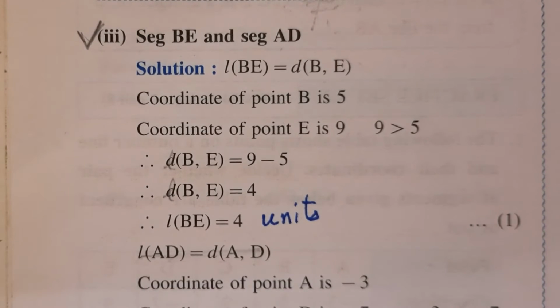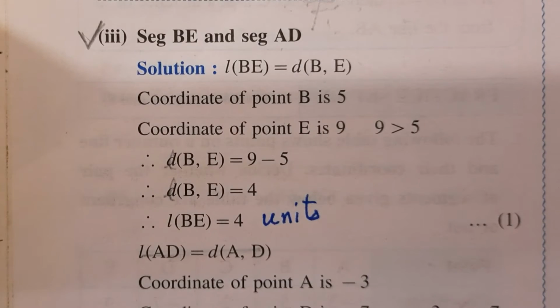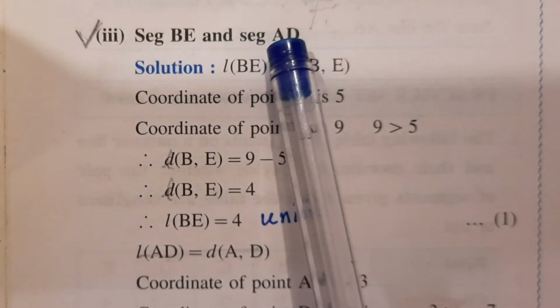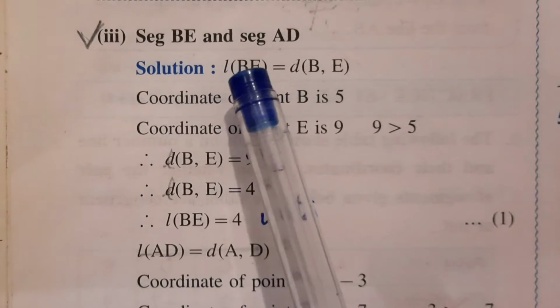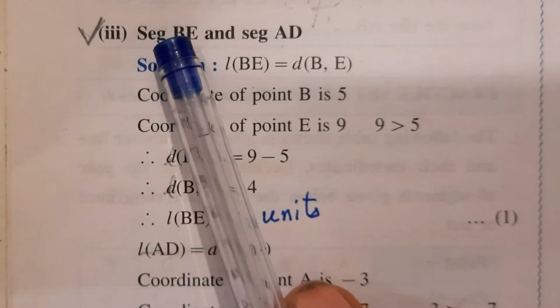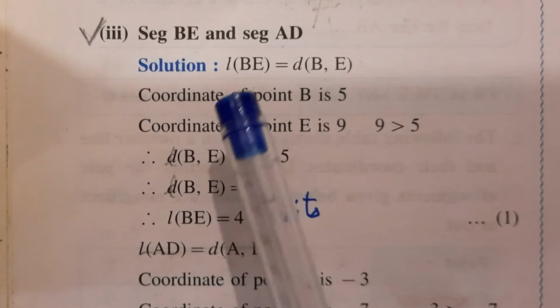Let us take question 1, one more example, third part. We have to decide whether segment BE and segment AD are congruent or not. Exactly like the first sum, you first find out the length BE and the length AD. If both these lengths, length BE and length AD, are equal, then we'll say the segments are congruent.